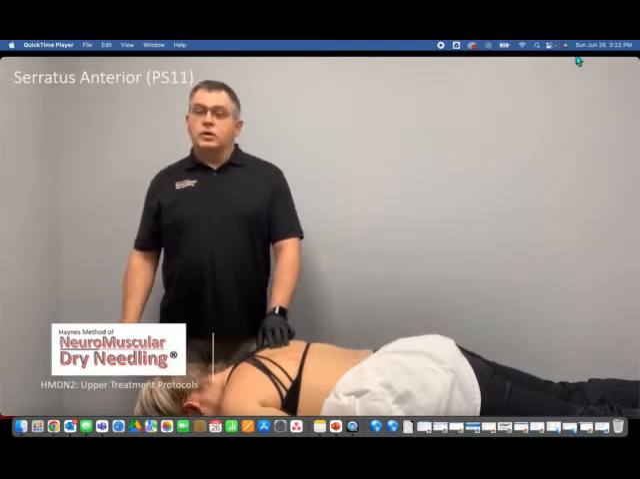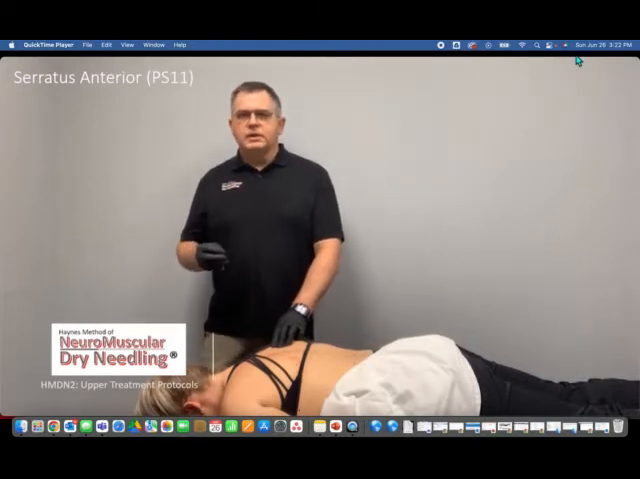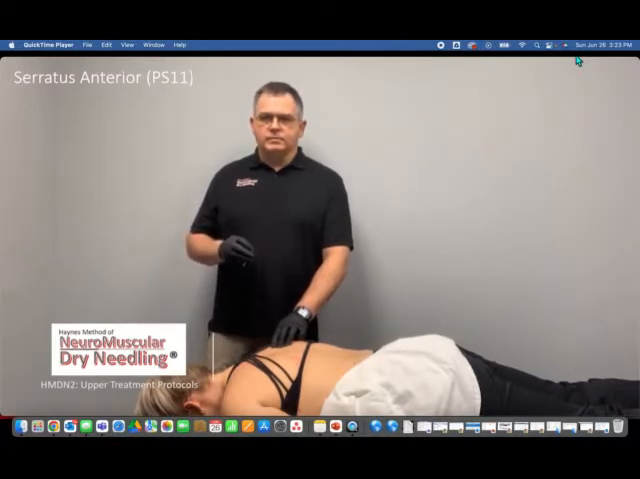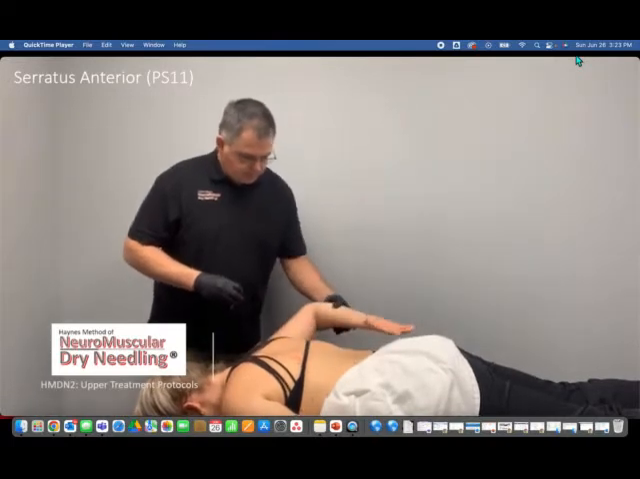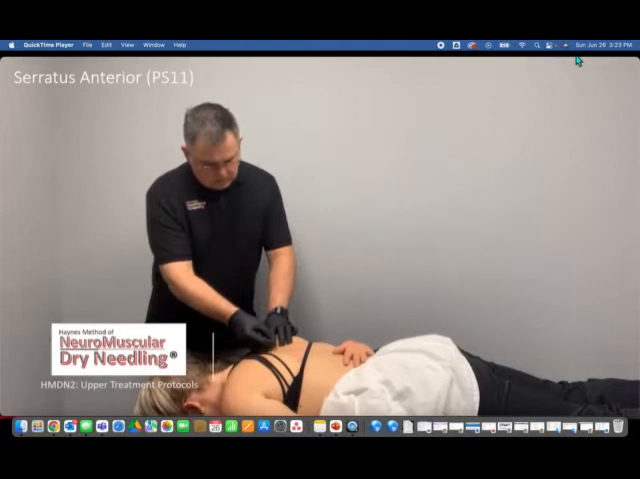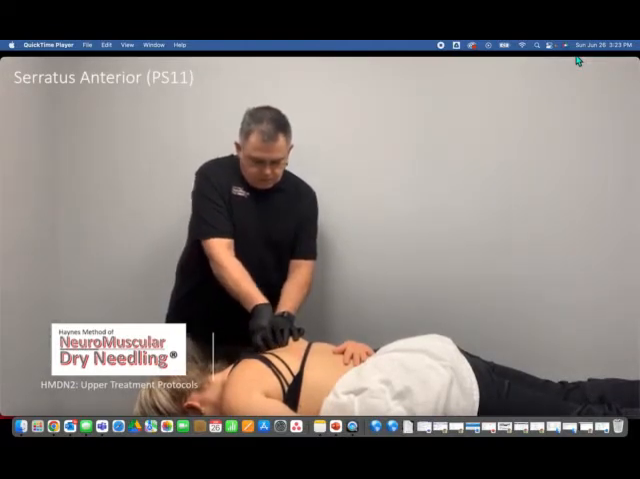necessary. Alternatively, serratus anterior can also be needled directly onto the lateral ribs from 4 to 9 at the origin of the muscle. Do not attempt that if you cannot palpate the borders of the ribs, and needle only 1 centimeter. So the most common method here is prone, hand behind back, needling onto the anterior surface of the scapula.